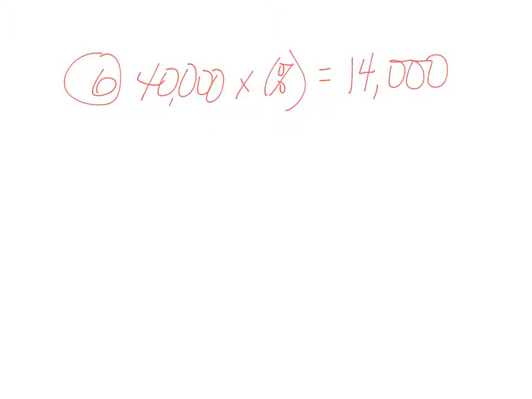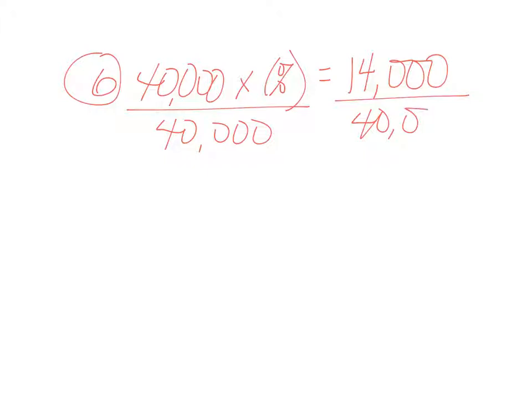Number 6, 14,000 acres of a 40,000 acre forest burned in a forest fire. What percentage of the forest was damaged? So here, it tells us, again, we want to find the percentage. So 40,000 times, and again, our x number is a percentage, and that's really our variable, so that's going to be our x, and this is 14,000, which is the amount that burned. And so I'm going to divide both sides by 40,000.